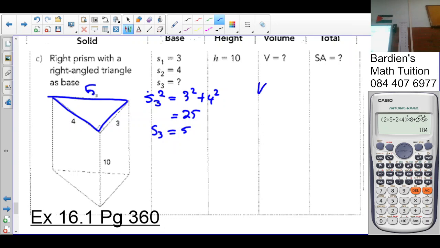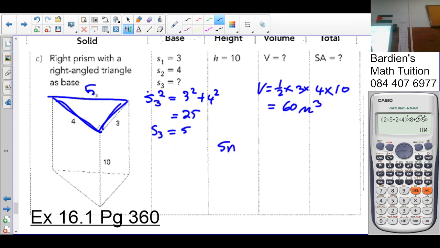The volume is equal to area of base times height. So the area of base is half of base, which is 3, times your perpendicular height of the base, which is 4, times the depth of the object, which is 10. So they give you 60 units cubed.